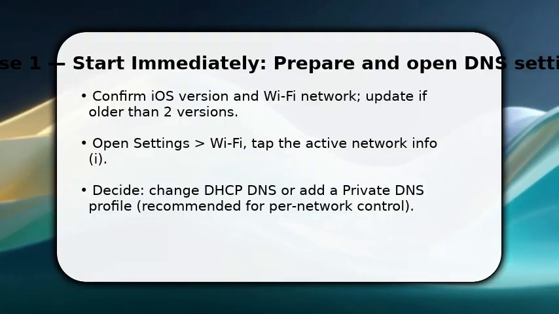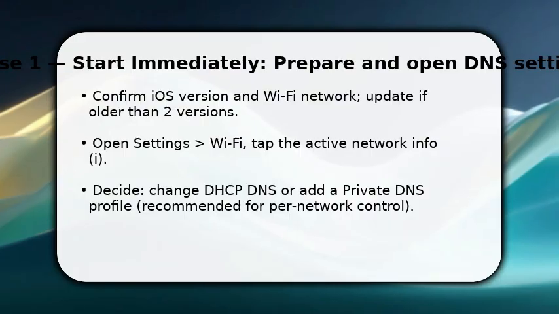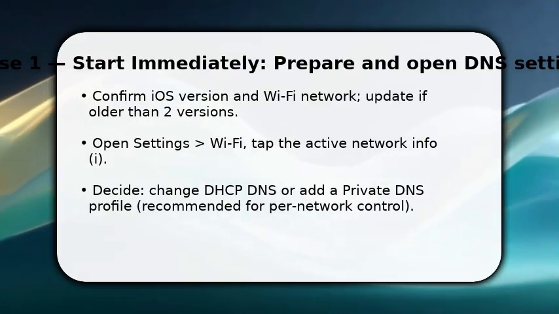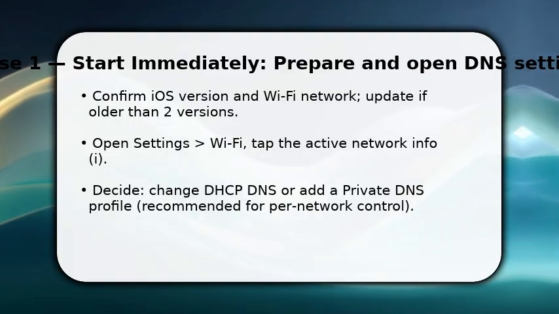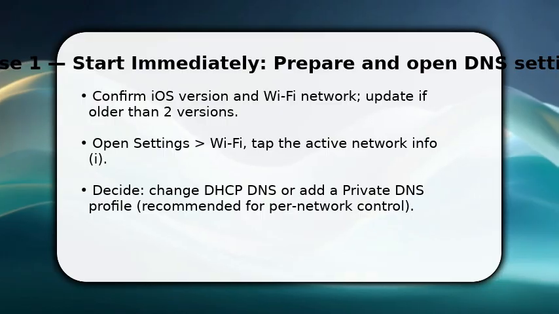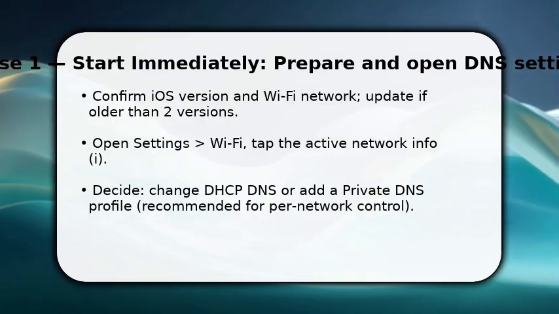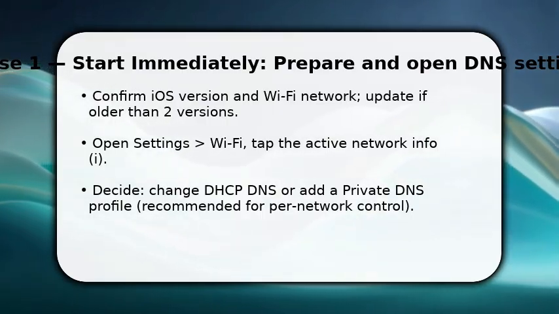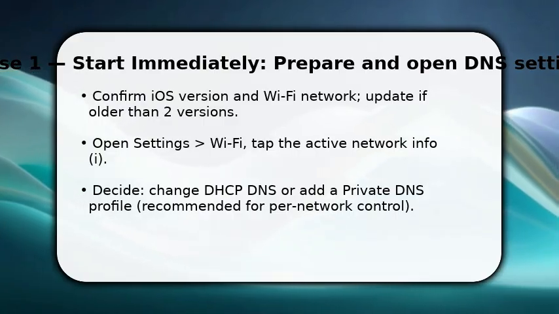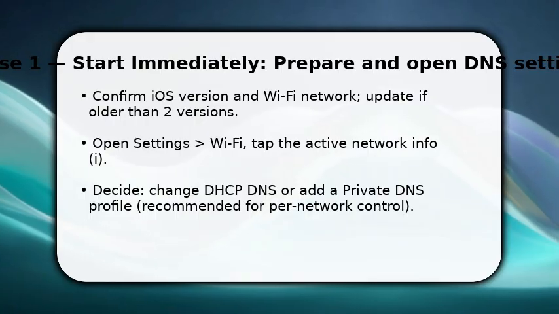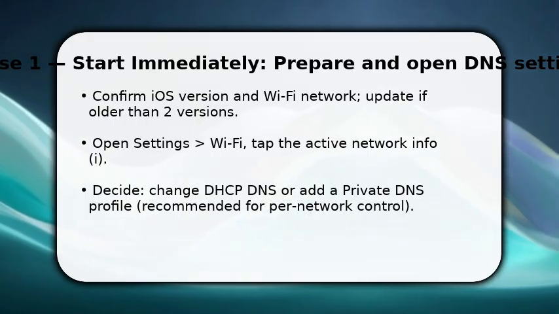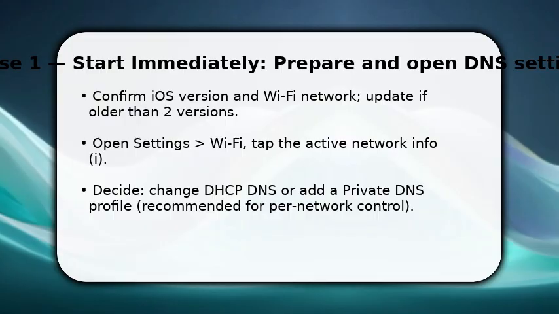You're ready, don't stall. First, confirm your iOS version and that you're on the Wi-Fi network you want to change. Once done, open Settings and tap Wi-Fi, then tap the small I next to the active network. Decide whether to set DNS under Configure DNS for that network or install a private DNS profile for broader control. Make this choice now, because the next steps differ slightly depending on that selection.